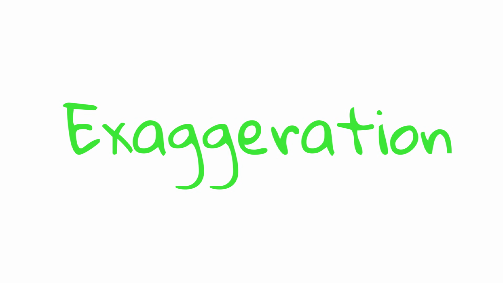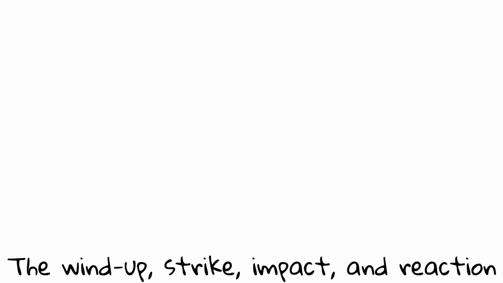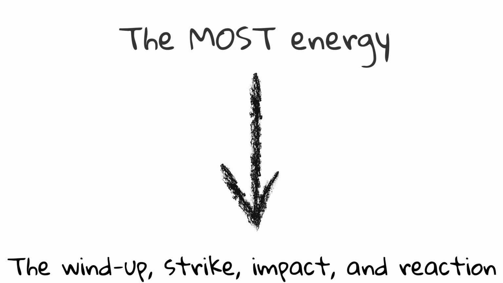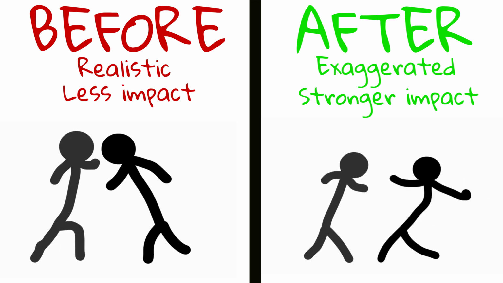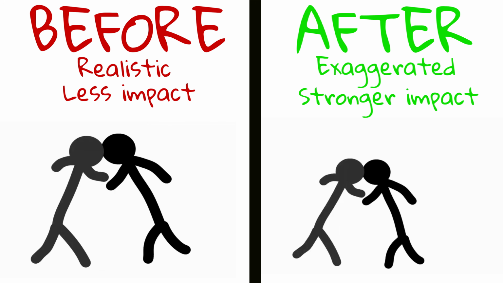That is called exaggeration. It helps the viewer feel the action, but the key is control. So exaggerate the important parts. The wind-up, the strike, the impact, the reaction. Those are the moments that need the most energy. And once you use exaggeration correctly, your fight scenes stop feeling tiny and start feeling much more powerful.